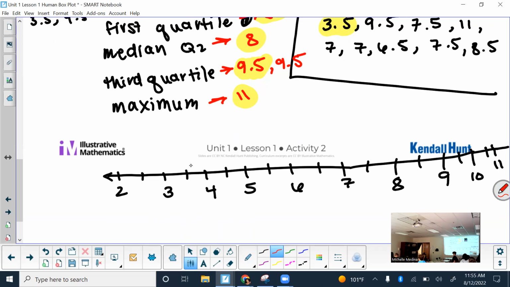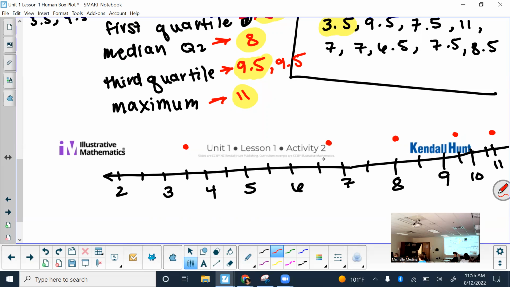So that was our minimum, which is 3.5, which would be here on the number line. Our maximum, which was 11. Our median, which was 8. Our third quartile, which was 9.5. And our first quartile, which was 6.75. Here. In between the 6.5 and the 7. Questions on why I put the dots in those places? Good there.